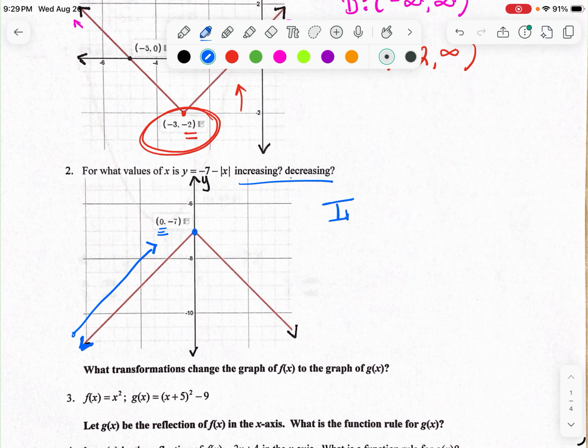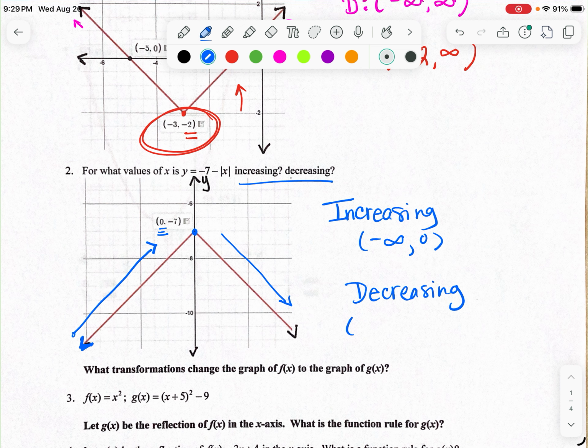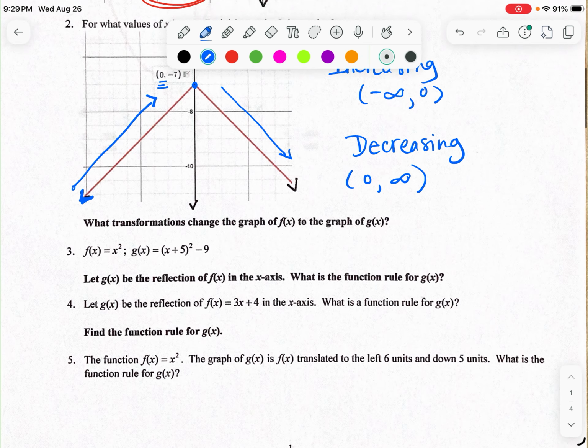So it is increasing from negative infinity to 0. And then on the flip side, it is decreasing from 0 to positive infinity. So increasing and decreasing. Remember, you use those x values, not the y values.